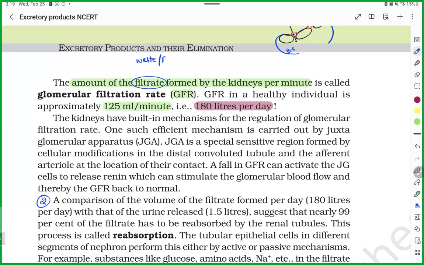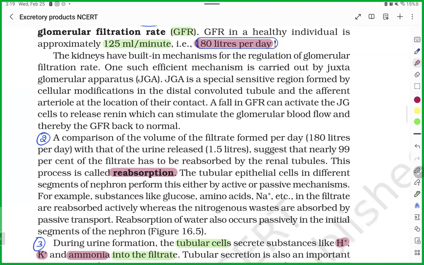We are producing waste or filtrate, which is around 180 liter per day. But everything is not waste. Majority of things present in this filtrate are useful, and we can use it again. That's why we have the next process, reabsorption, because we can't remove 180 liter per day, right? And that's why you have all these mechanisms of regulation.